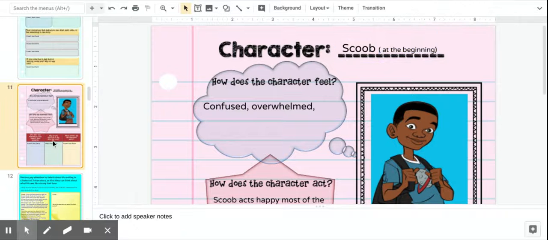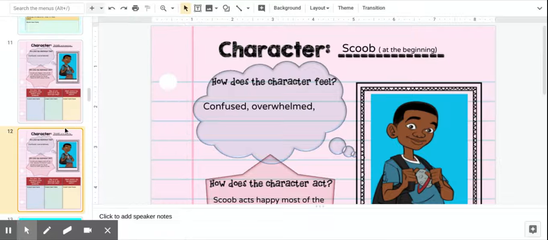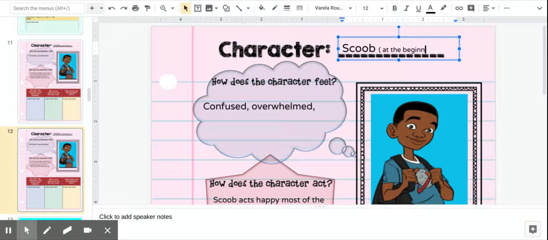I'll show you again if you want to duplicate the slide. I think it's most likely that I will probably make a character slide for Jima. So again, I would right click, I would hit duplicate this slide. Okay. I would just erase this information because it just copied what's there. And then I would go in and I would enter some information about Jima.